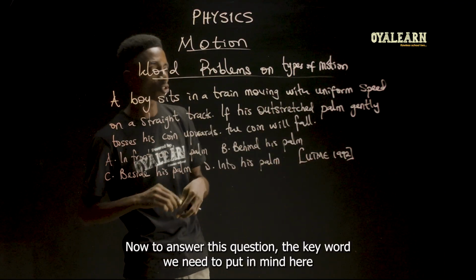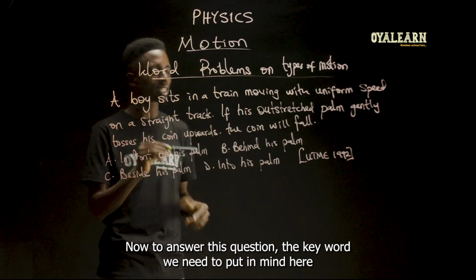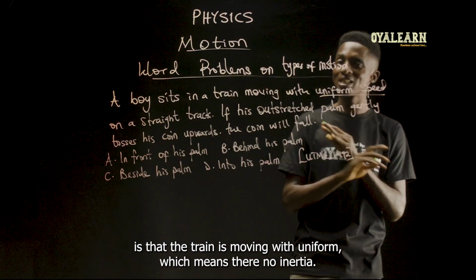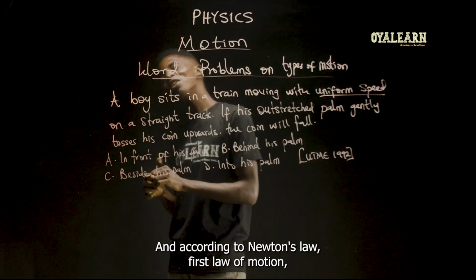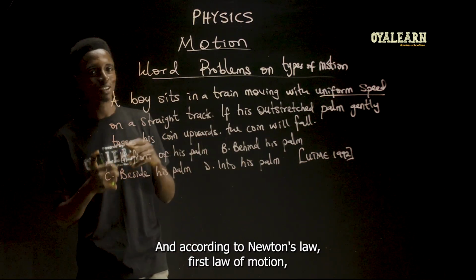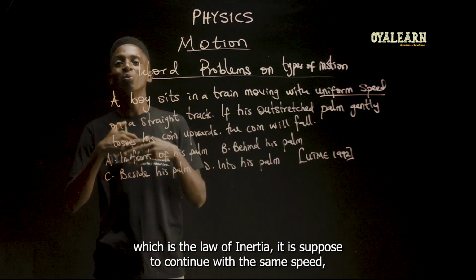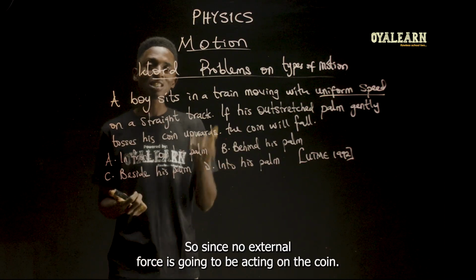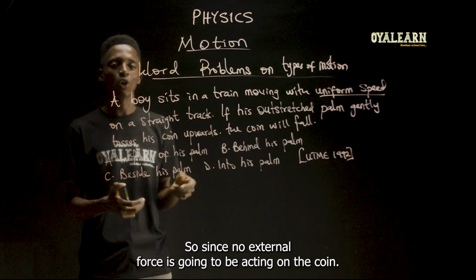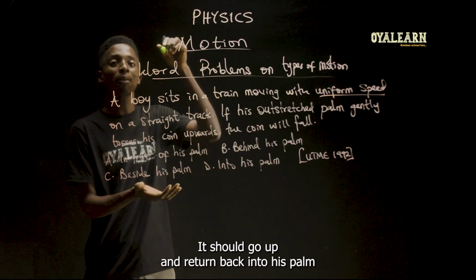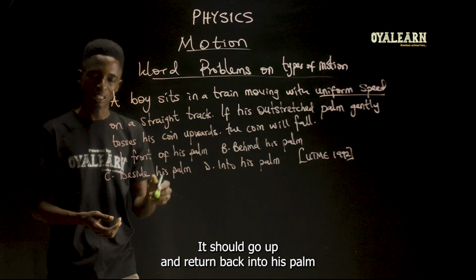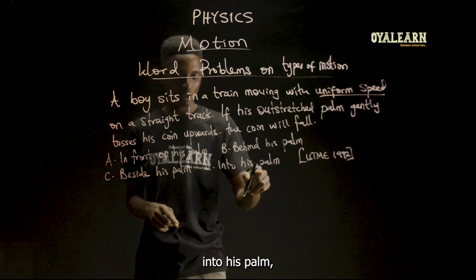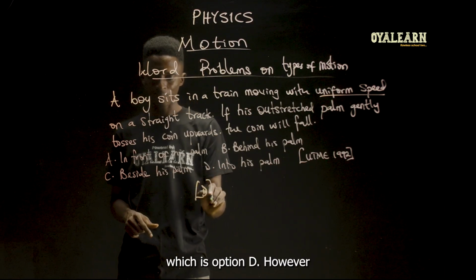Now, to answer this question, the key word we need to put in mind here is that the train is moving with uniform speed, which means there's no acceleration. Okay? And according to Newton's first law of motion, which is the law of inertia, it's supposed to continue with the same speed provided no external force is acting on it. So since no external force is going to be acting on the coin, it should go up and return back into his palm. That will make the answer to this question into his palm, which is option D.